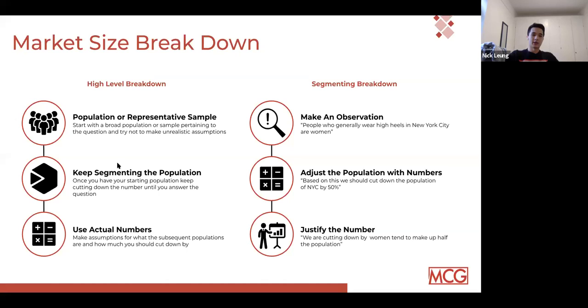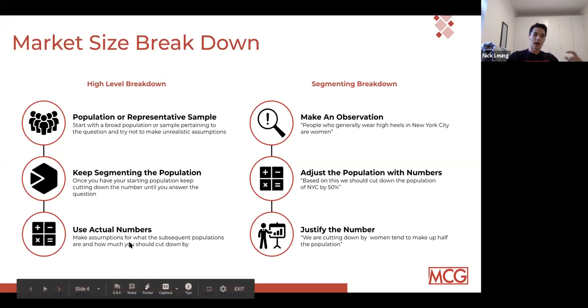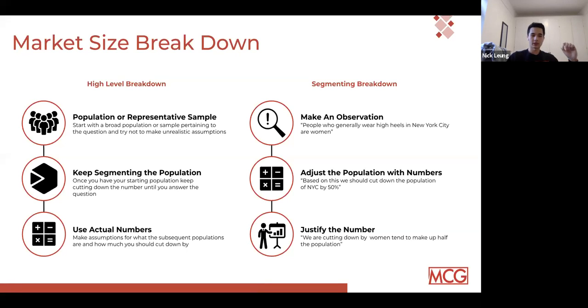And so now the next step is keep segmenting the population down. So once you have a starting population, you want to keep segmenting it in order to achieve the end result. And then lastly, you want to make sure that you're using actual numbers. So when you're segmenting the population down, you want to assign numbers to those segmentations and then give a qualitative reason as to why you chose that number. Remember, in market sizing, we're not trying to figure out the exact number or whatever the real number is in the world.